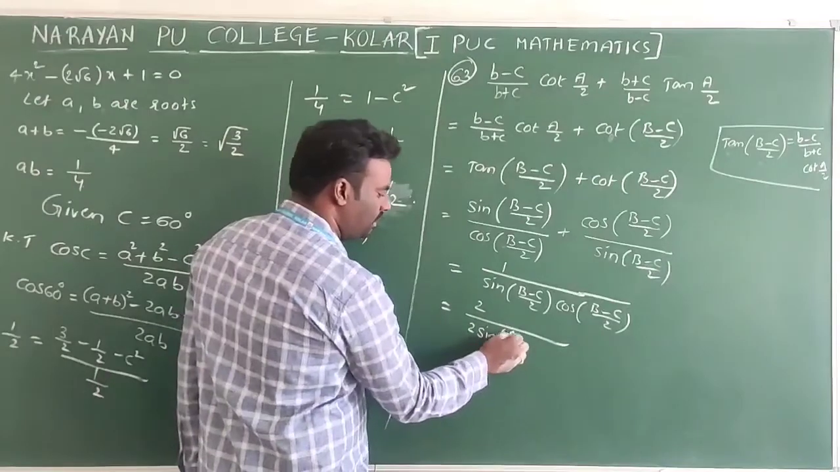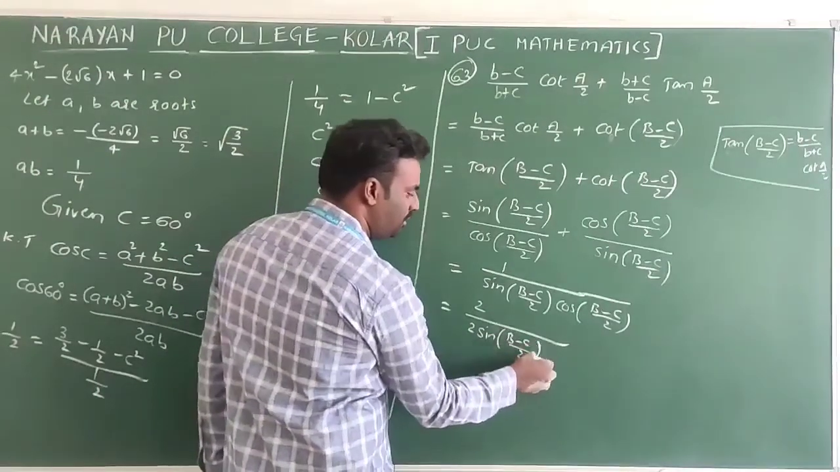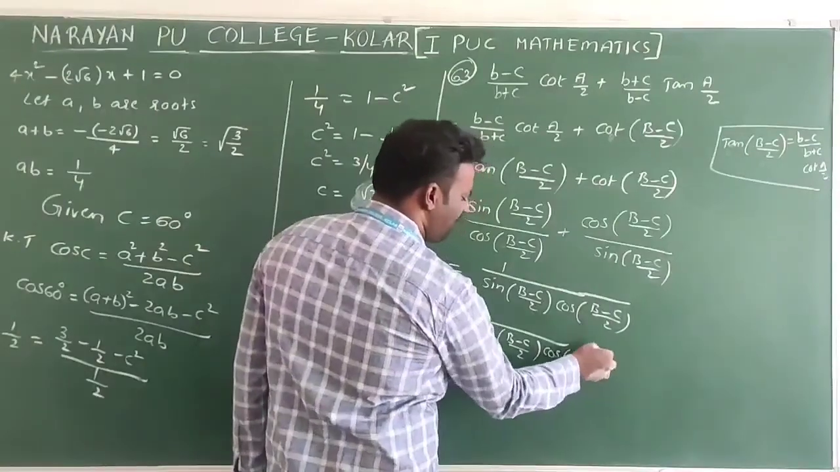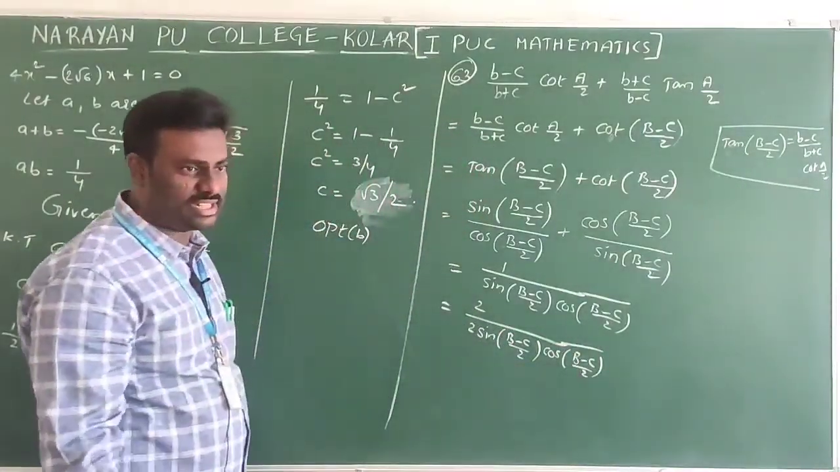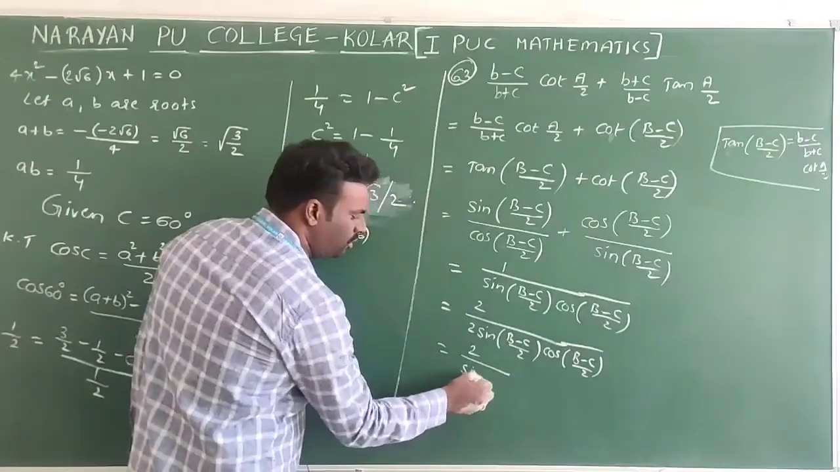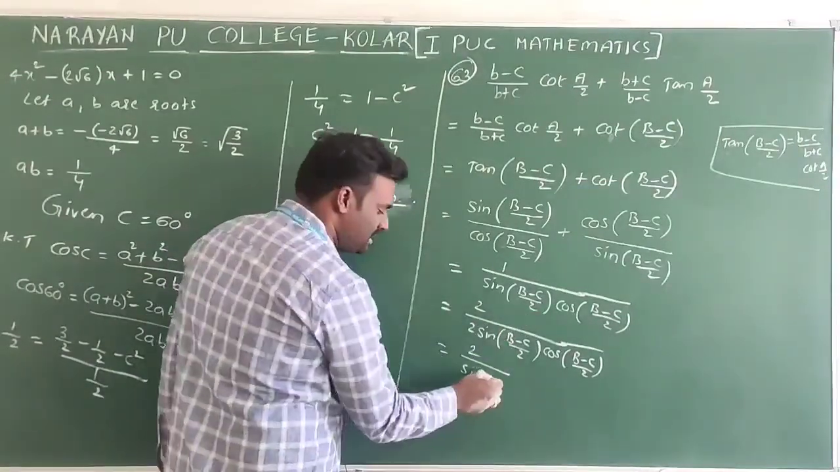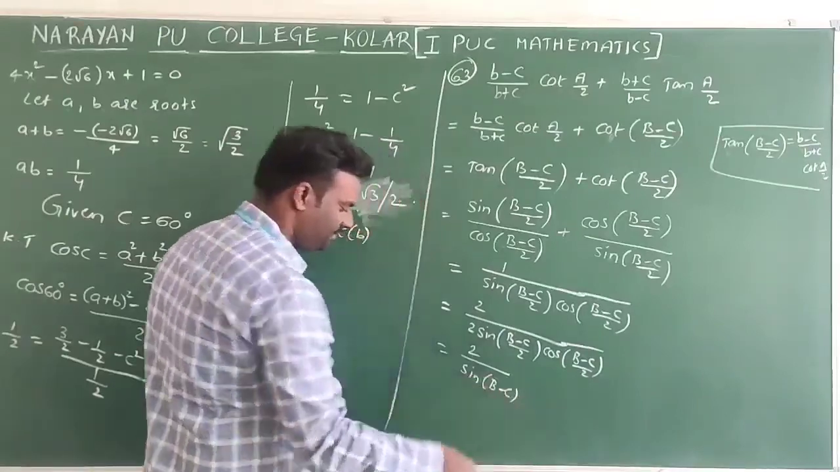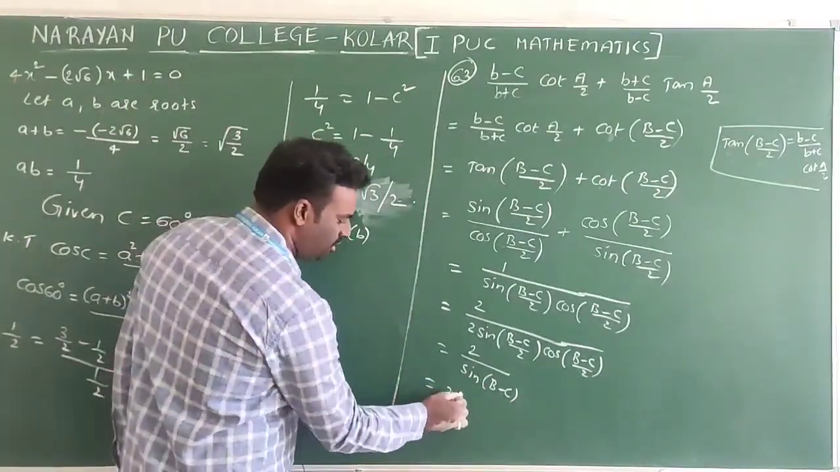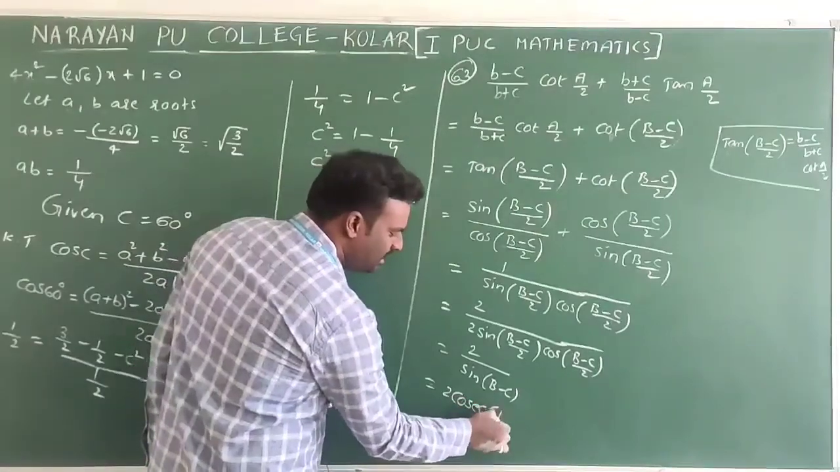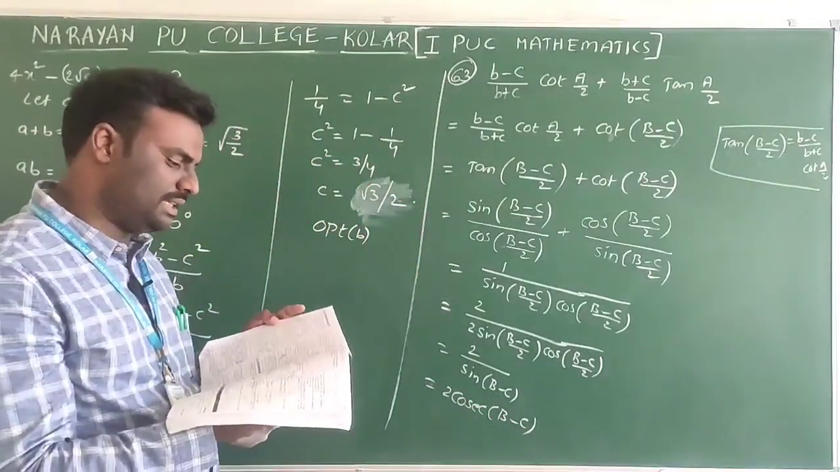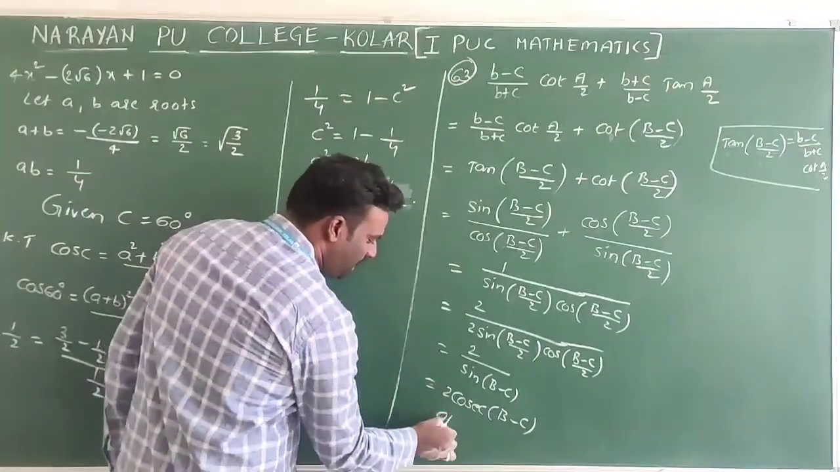2 sin b minus c by 2 cos b minus c by 2. It is in the form of 2 sin theta cos theta, that is nothing but sin 2 theta. Sin 2 into b minus c by 2, 2 gets cancelled, you will get b minus c. If you send sin to numerator, it becomes cosecant. Therefore, 2 into cosecant of b minus c is the answer for question number 63. That is nothing but option B is the correct one.